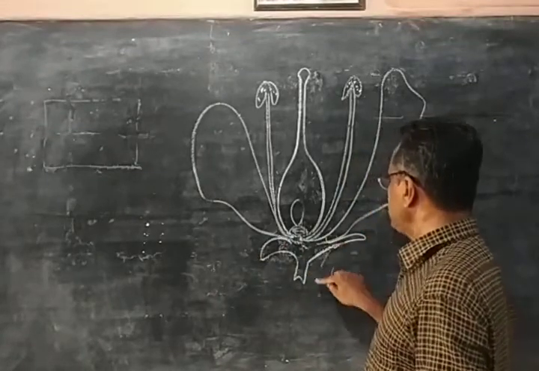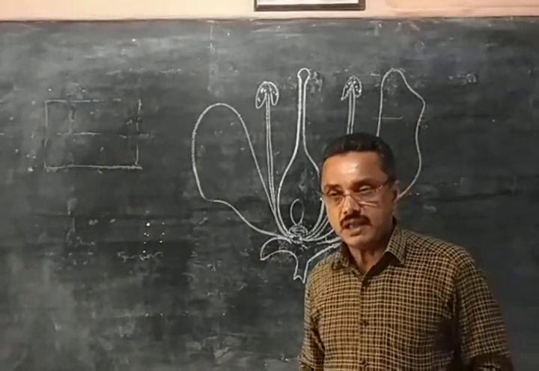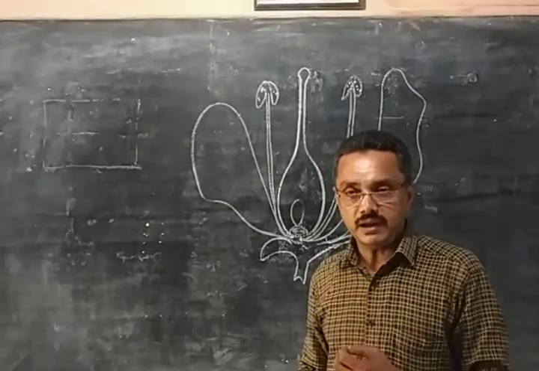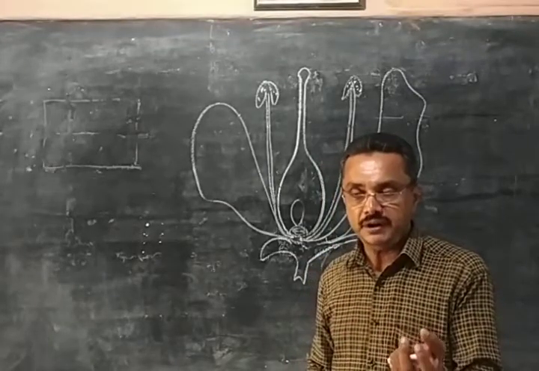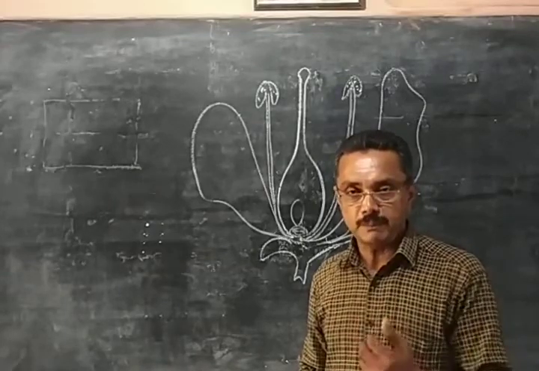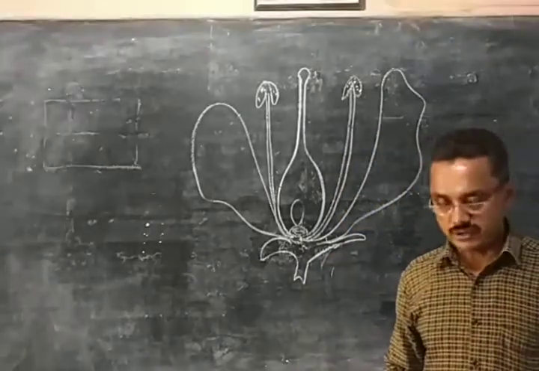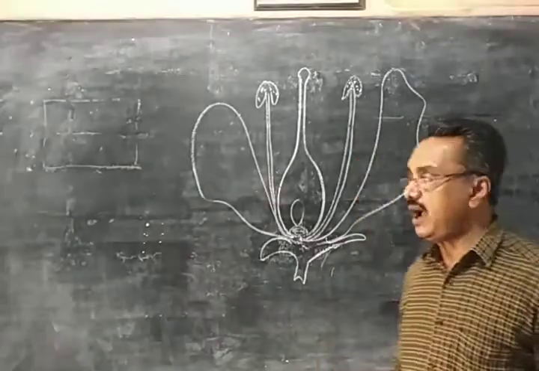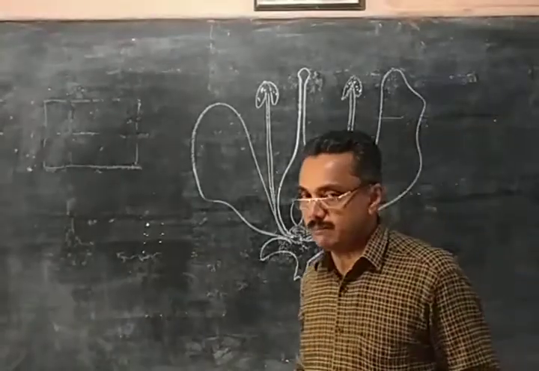Then the outermost part of the flower is called calyx, or sepals. Calyx is made up of sepals, and sepals protect the flower in the bud condition. Sepals may be free or joined: polysepalous or gamosepalous condition. The arrangement of sepals and petals is called aestivation. So I think we discussed up to the parts of the typical angiosperm flower.